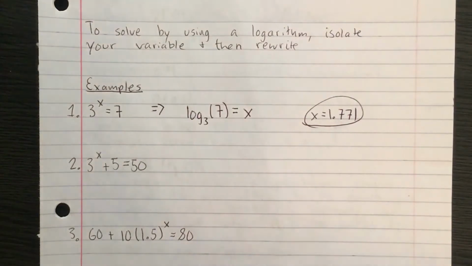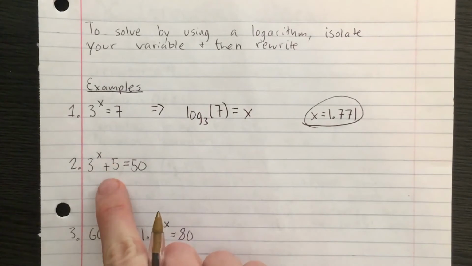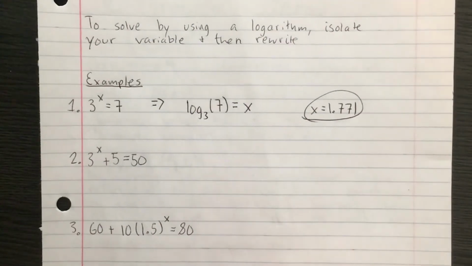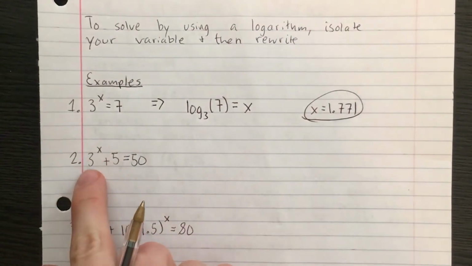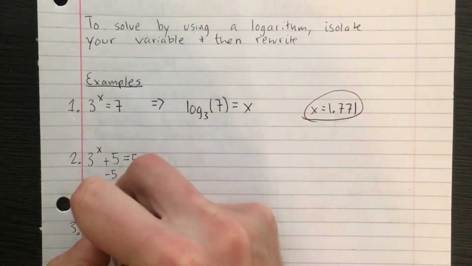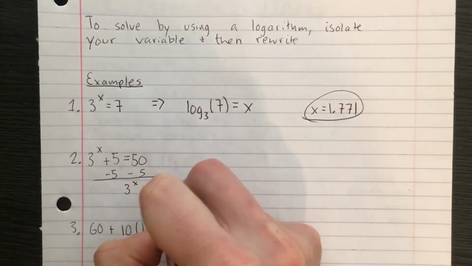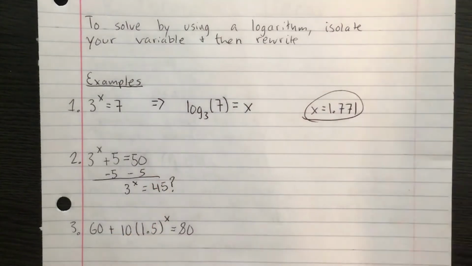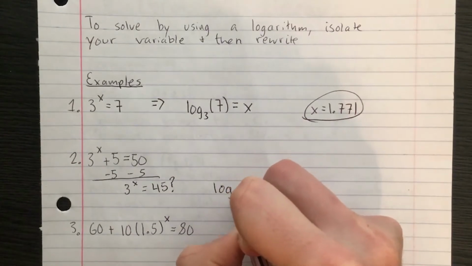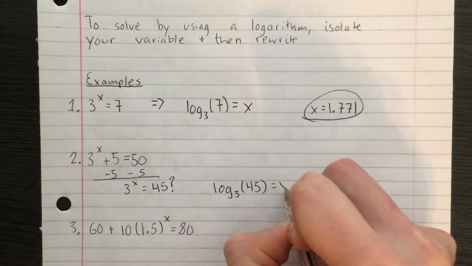So then on the second one here, we've got 3 to the x power plus 5 equals 50. Well, before we can rewrite this as a log, we need to have it to where it's just the exponential part by itself. So Mr. Price is going to subtract 5 from both sides here. We're going to get 3 to what power equals 45. And that's not going to work out perfectly. So what we're going to do is rewrite that using a logarithm. Log base 3 of 45 equals x.